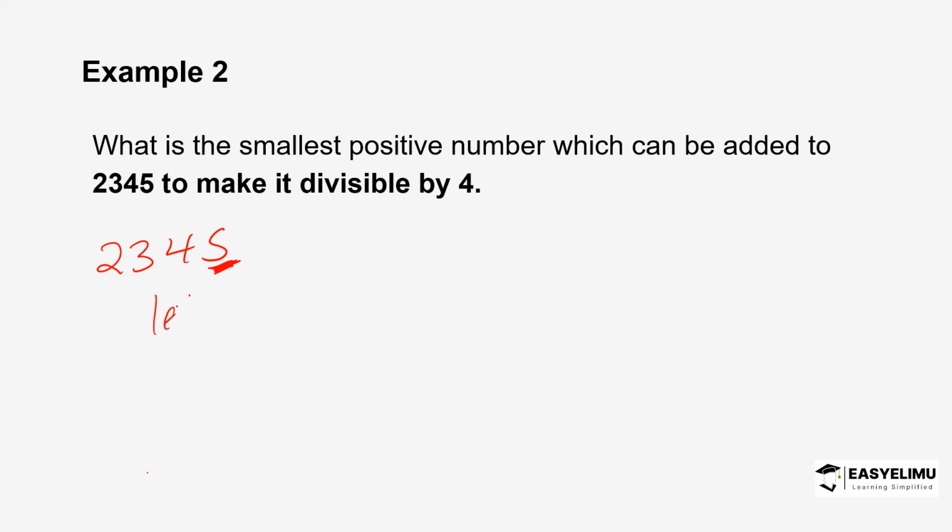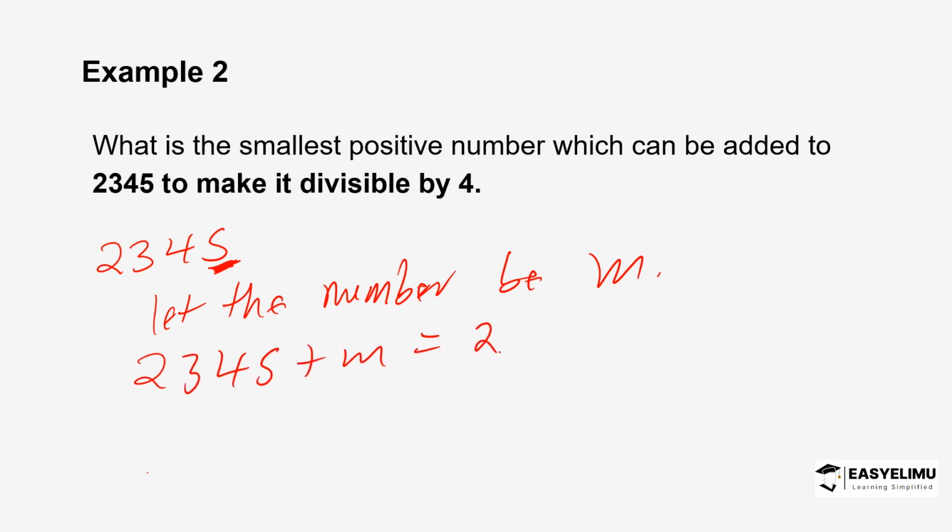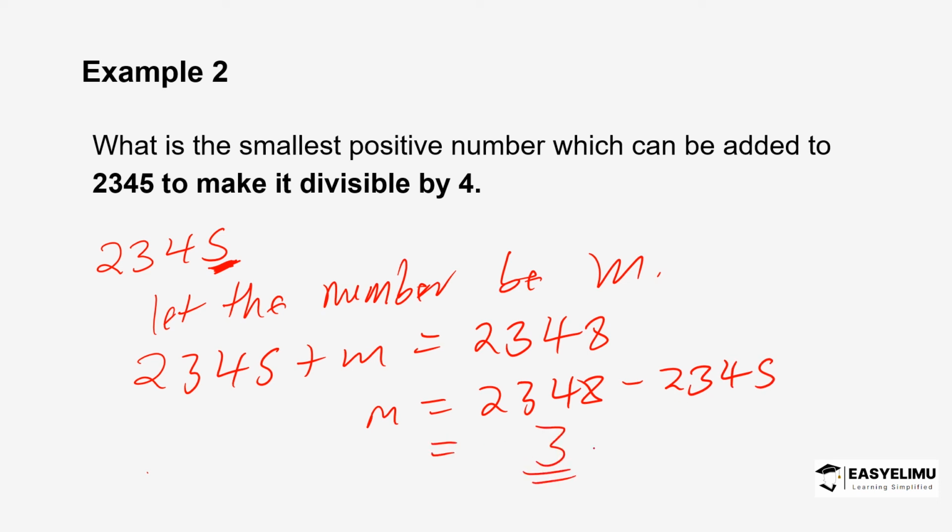So you can talk of, let the number be m, so that 2345 plus m should be equal to 2348. So our m is going to be 2348 minus 2345, that is 2,348 minus 2,345, and that is giving us 3 as the smallest number that is needed to be added to the number 2,345 to make it a number that is divisible by 4. Because this number will be divisible by 4 because of the last two digits, 48, which is 4 twelve times.